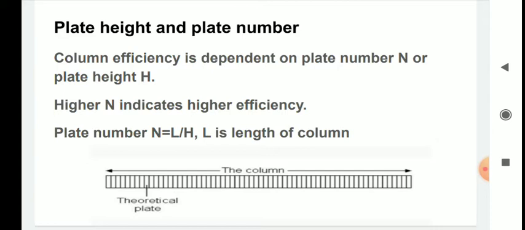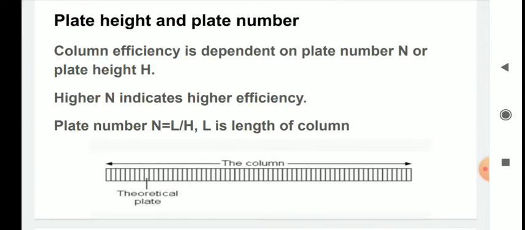Now the length of the column can be increased, but that is usually done in gas chromatography and not HPLC or liquid chromatography. In gas chromatography, the mobile phase is not passing through the column under high pressure, whereas in the case of HPLC, the mobile phase passes through the column under high pressure. If the column length is very large, the chances of the breaking of the column are more because the pressure is very high in HPLC.